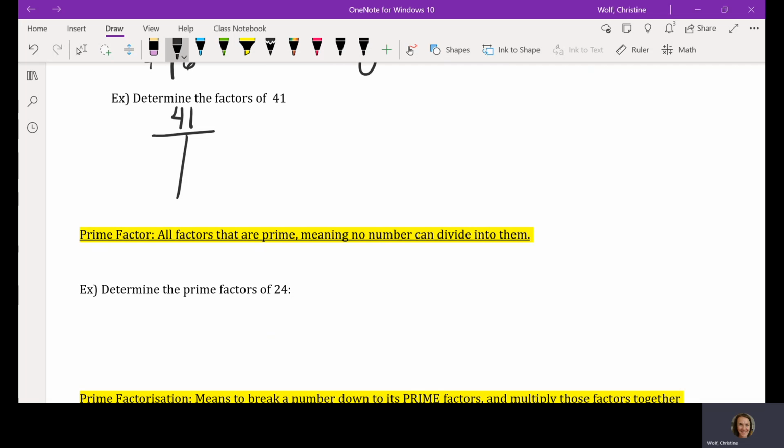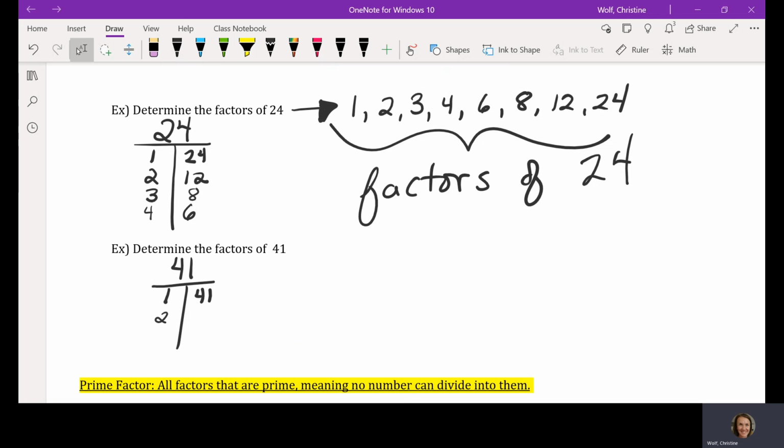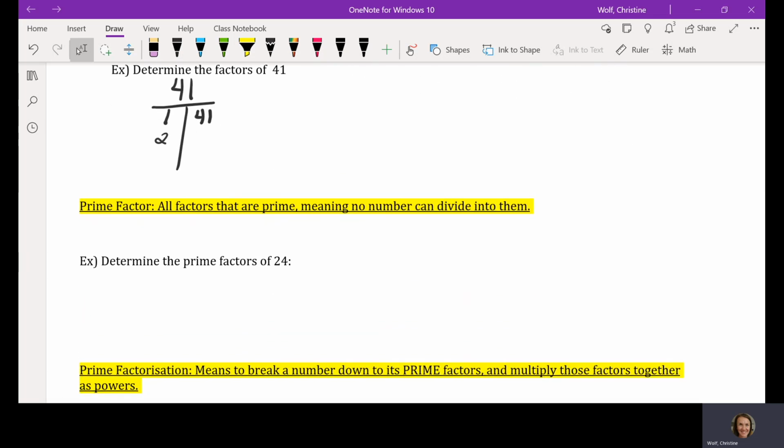So what you do is you always start with the easy one, 1 times 41. Then you go down to the next number after 1, which is 2. Now, a little trick here. 2 can only go into an even number. So if you have an even number, like we did up here with 24, you know that 2 will go into it. But once you have an odd number, you know that 2 cannot divide into 41.